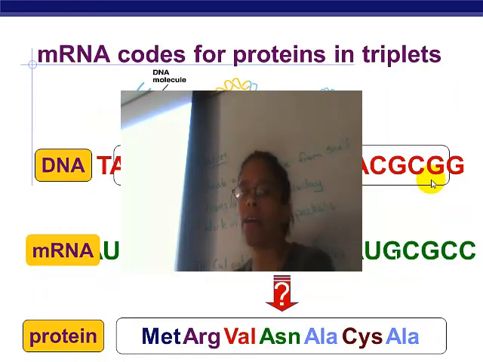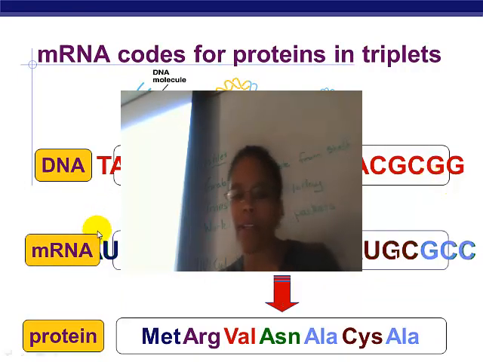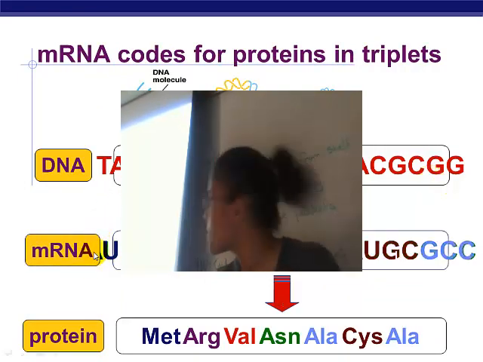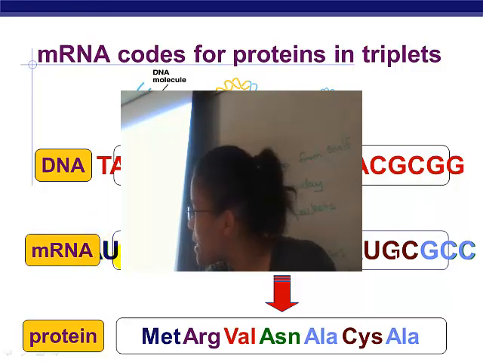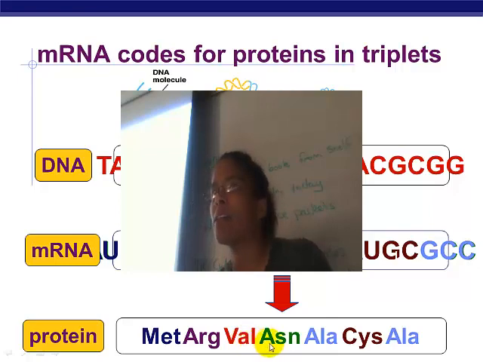So, mRNA codes for proteins in triplets. That's the 3 letters. Here you can just barely see that was an A right here under the mRNA. AUG codes for methionine. CGU codes for arginine. GUA codes for valine, and so on. Every 3 letters is going to code for one amino acid. We call that an mRNA codon. A codon is the 3-letter word that codes for an amino acid.